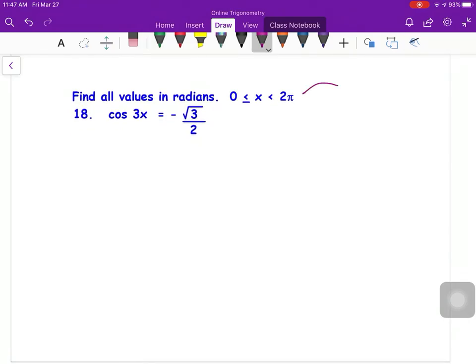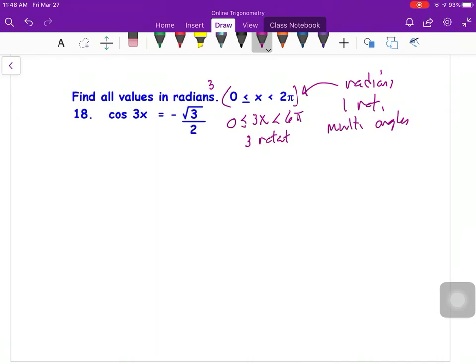Number 18. Okay, you can see we're in radians and only one rotation, and it's multiple angles. So first of all, if I multiply by 3, I see that my 3x can go to 6 pi, so 3 rotations.